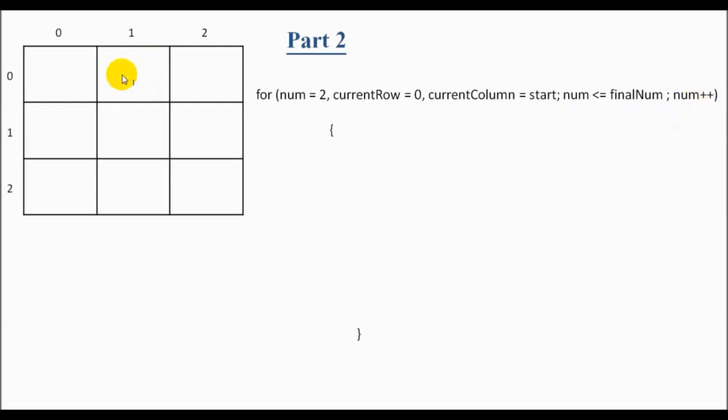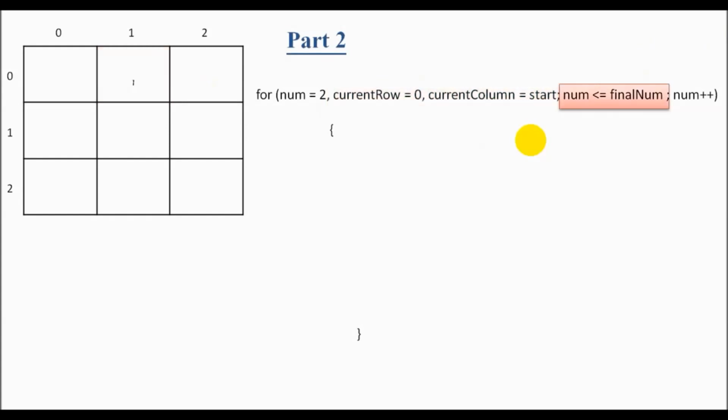As we already placed number 1 in the first part, now we are going to start with number 2. So our num variable is now initialized with 2, and we are going to place our number from this square. So our current row will be 0, we will start from 0, and our current column will start from the start variable, that is 1. So we are going to start placing our number from this square.